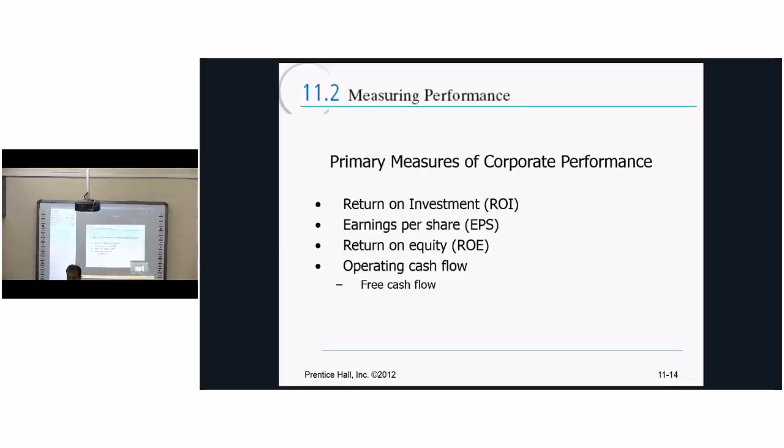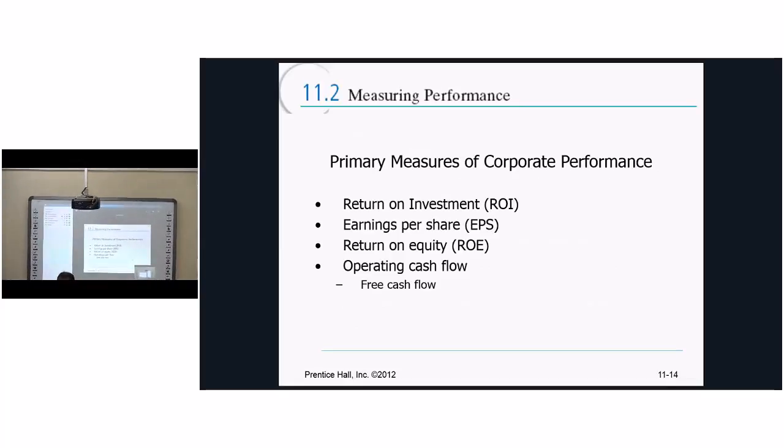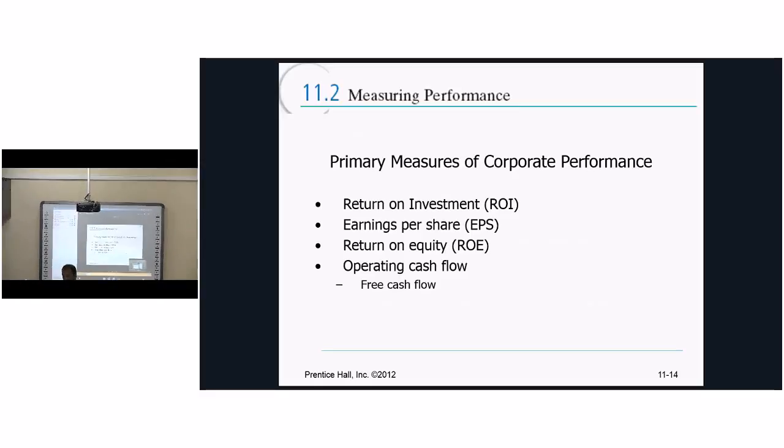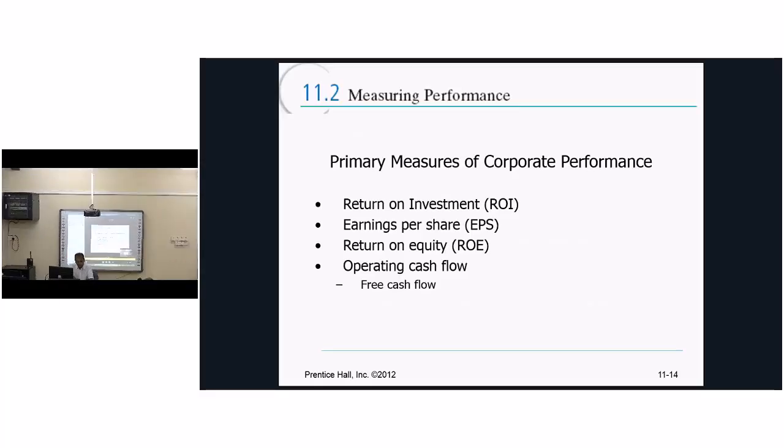So there are some of the primary measures of corporate performance. You are familiar with all these terms: return on investment, earnings per share, return on equity, operating cash flow, or free cash flow, etc. These are the primary measures of corporate performance. I'm sure you are familiar with these terms. Again, all these things are financial measures. At the same time, those are more of output level information, because you will get to know things only once it happens. So these are more of output level measurements.